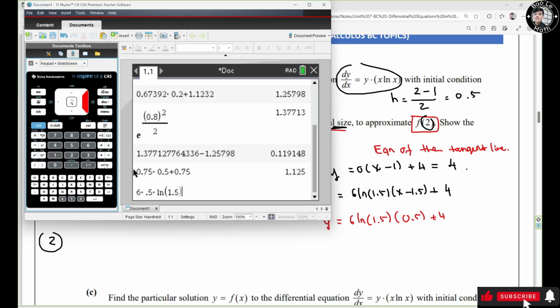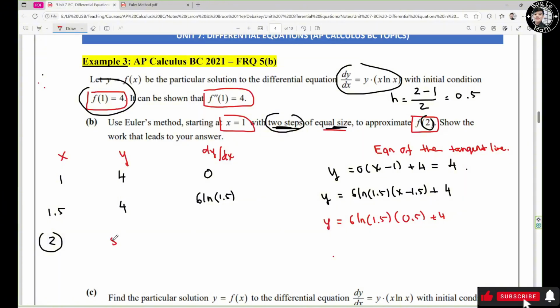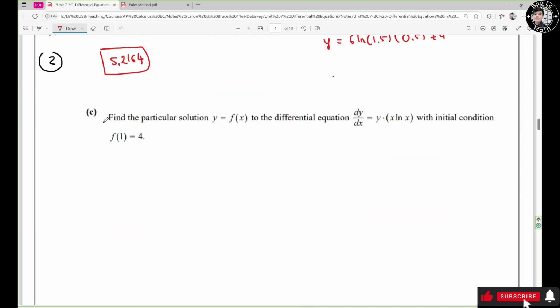Then I'm going to add 4. Hit enter. The answer is 5.2164. This one is the final answer. Now let's move on to question C.